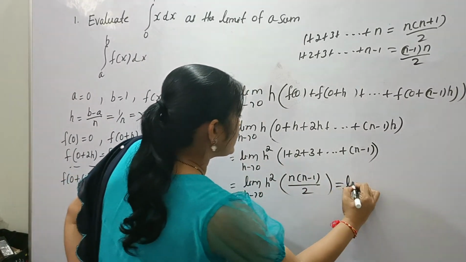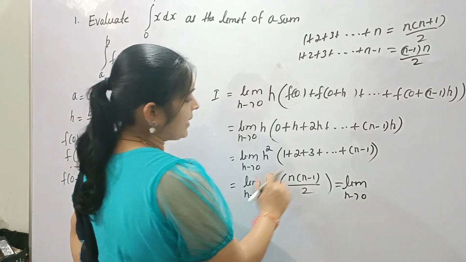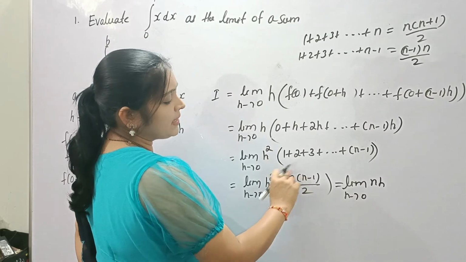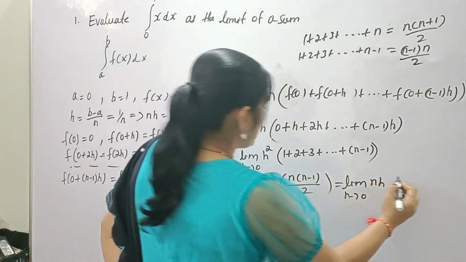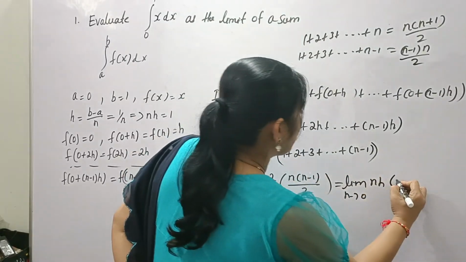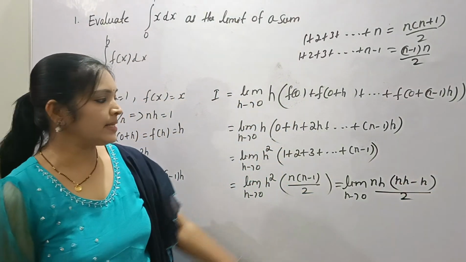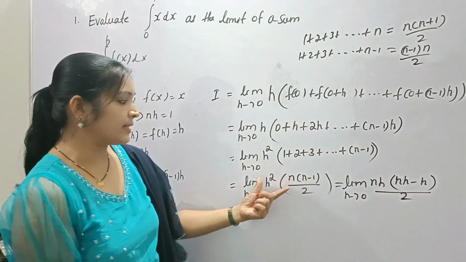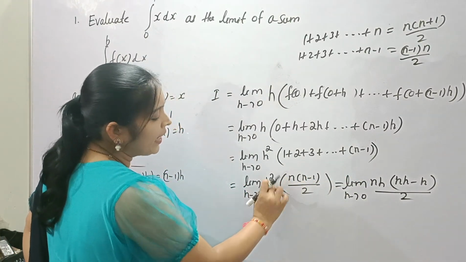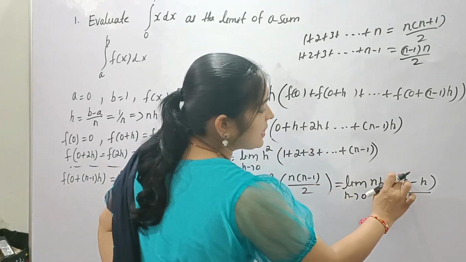See, here we can write it as limit h tends to 0. Let's write nh, and one h we can write as h, take this h inside of the bracket. So here we have taken this h into nh minus h, divided by 2. That is, after simplifying, expanding, you will get the same thing. So here we have taken this h n here, and taken one h inside of the bracket, that is nh minus h.